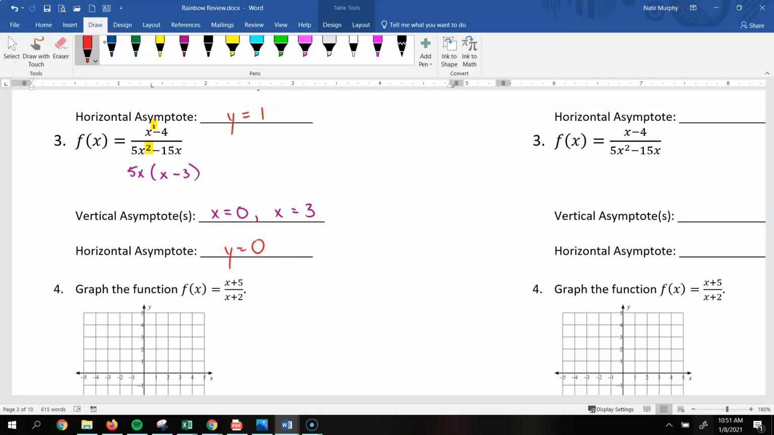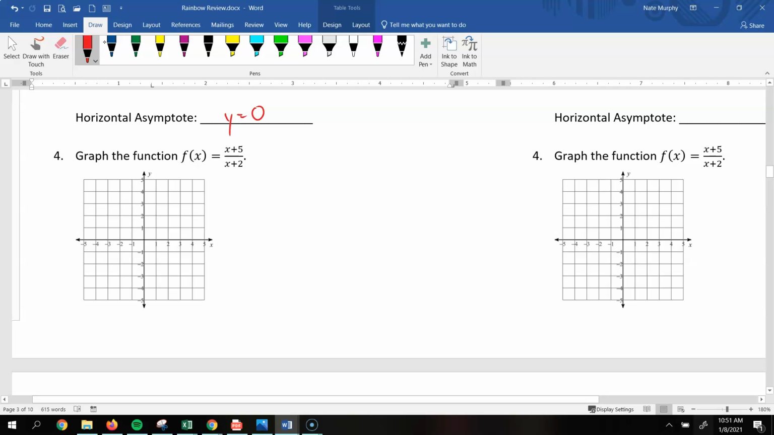Now let's say, there wasn't an example like this, but let's say the numerator had a degree of 2 and the denominator a degree of 1. Well, in that situation, if the degree is bigger on top, then there is no horizontal asymptote. That was the only other one that was not covered in this Rainbow Review.